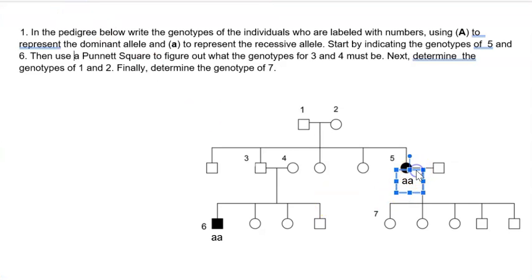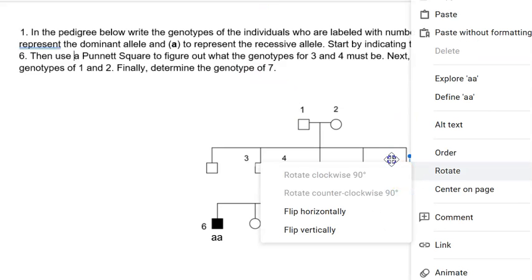All right, now let's think about what number 1 and 2 have to be. Actually, we'll keep doing this in order. Start by indicating the genotypes of 5 and 6. We did that. Then use a Punnett square to figure out what the genotypes of 3 and 4 must be. Okay, so let's think about this. We make ourselves a corny little Punnett square over here.